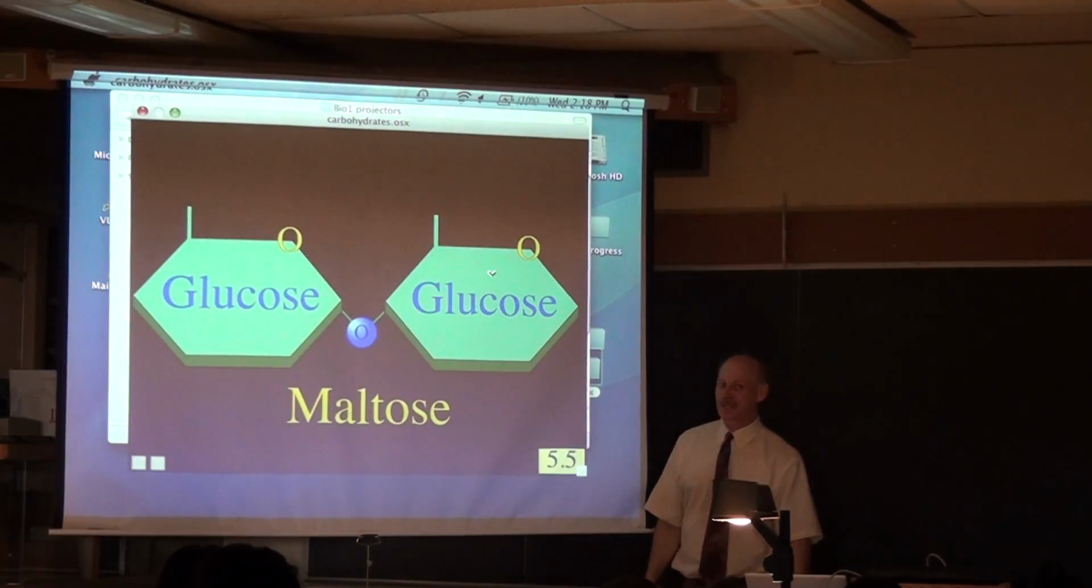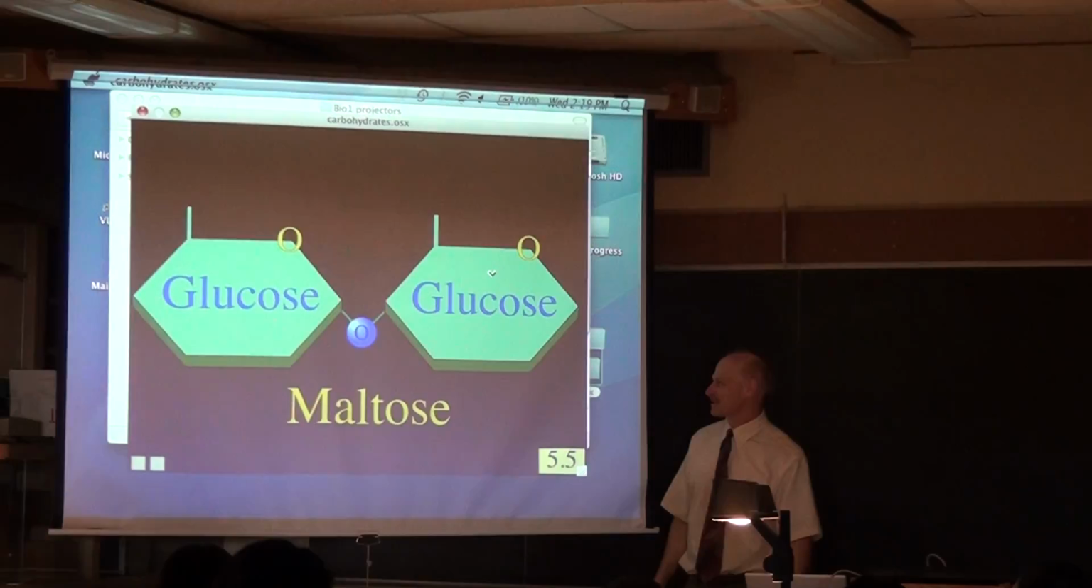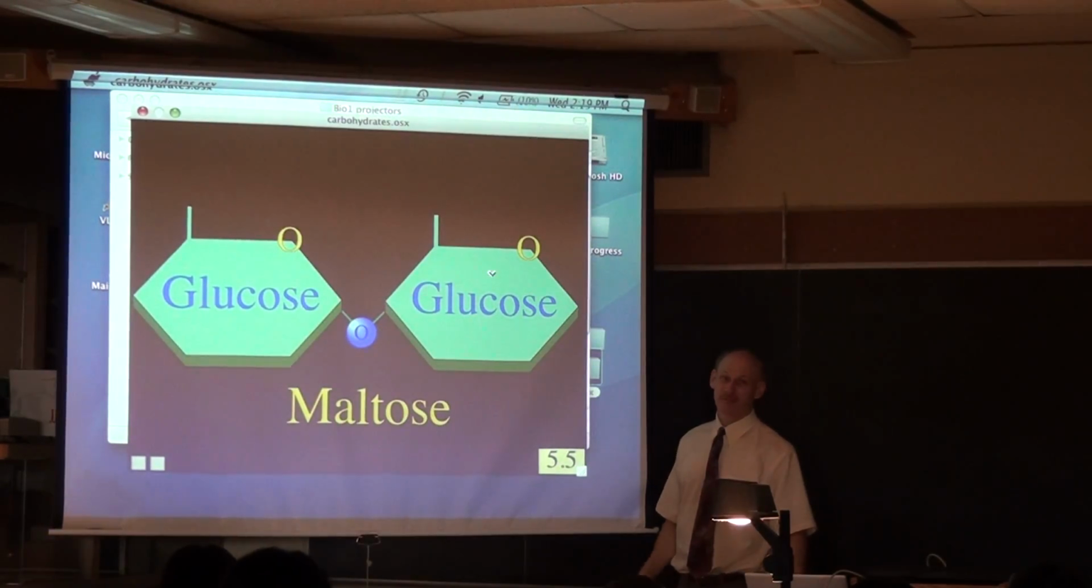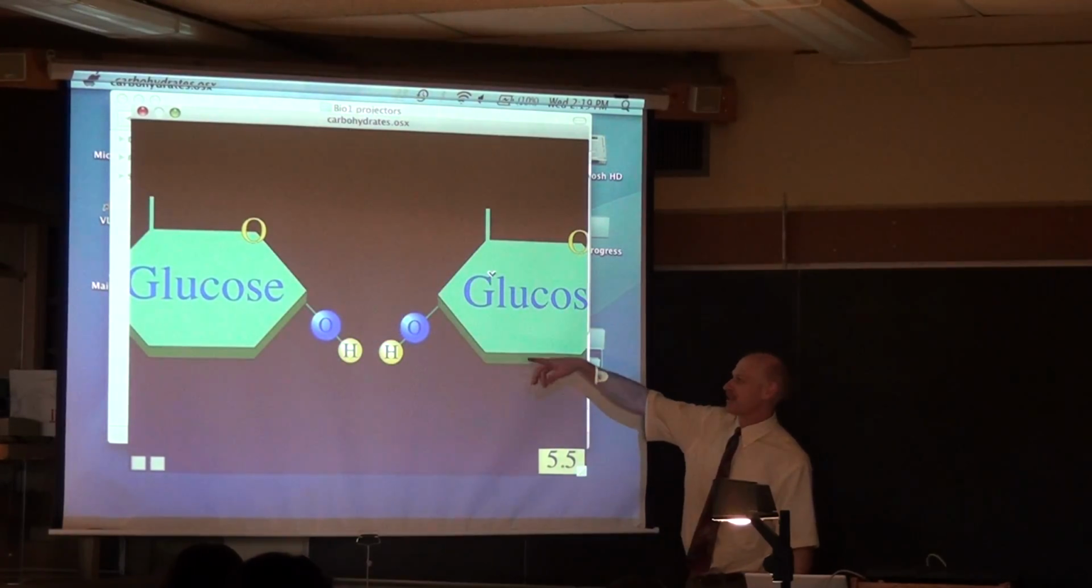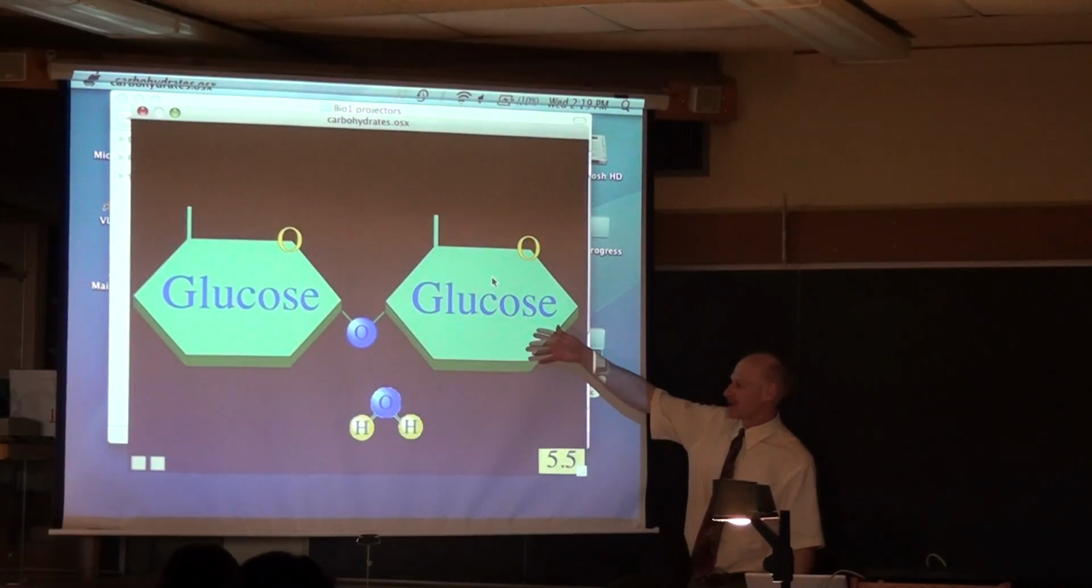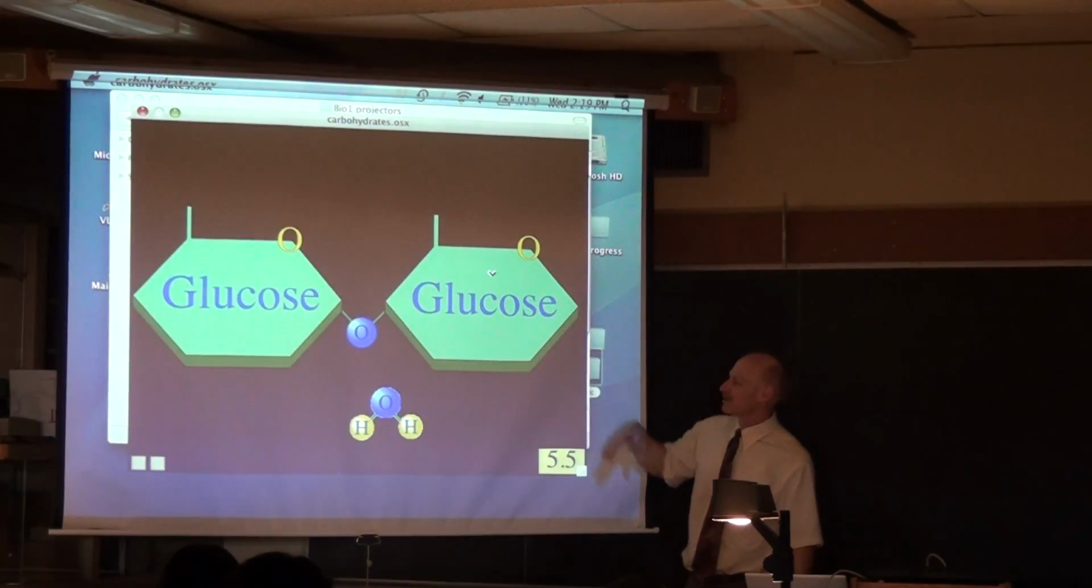What sort of reaction do you think links them up? Dehydration synthesis, right? If a plant wants to manufacture some maltose disaccharide, it takes two of its glucoses, brings them together, a water molecule pops off, and the remaining oxygen links the two together. You've got maltose.